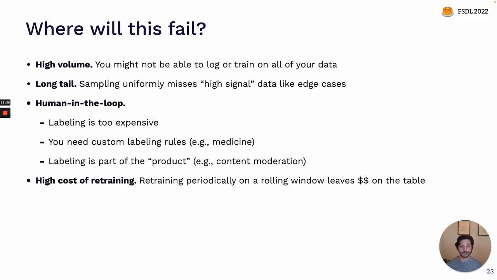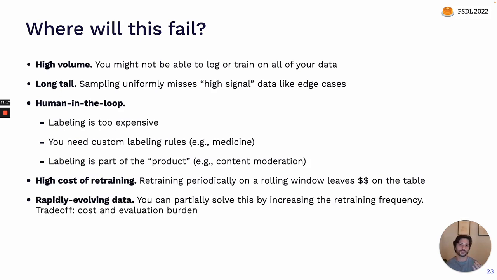The second category of where this might fail has to do with managing the cost of retraining. If your model is really expensive to retrain, then retraining it periodically is probably not going to be the most cost-efficient way to go, especially if you do it on a rolling window of data every single time. Let's say that you retrain your model every week, but your data actually changes a lot every single day. You're going to be leaving a lot of performance on the table by not retraining more frequently. You could increase the frequency and retrain, say, every few hours, but this is going to increase costs even further.